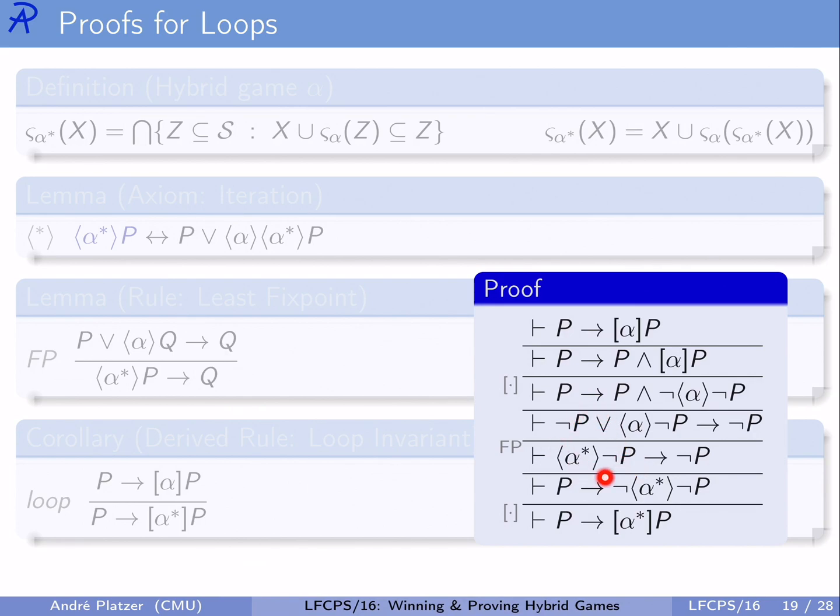Now, here we can use the fixed point proof rule, right? And it tells us that the goal here is not P, and we're asking ourselves, is the other thing a fixed point? So that's this characterization: not P, or does Angel have a winning strategy in one round of alpha to get to not P? Both of them already imply not P. That's directly what happens if we apply the fixed point proof rule to it.